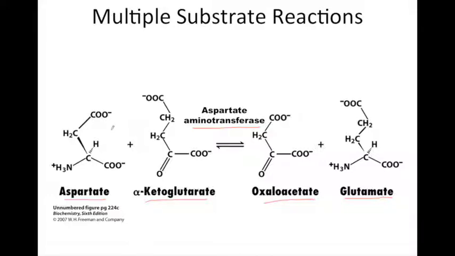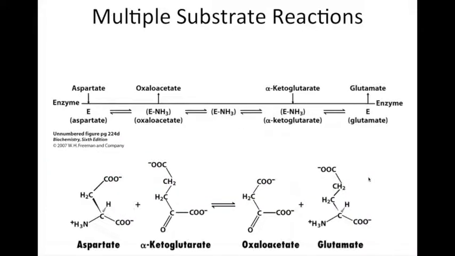Okay. In the process, notice what happens here. Aspartate is converted to oxaloacetate. In the process, an amino group is transferred from aspartate to alpha-ketoglutarate. So this amino group is transferred from aspartate to alpha-ketoglutarate, forming glutamate. Okay, so let's take a look at this.